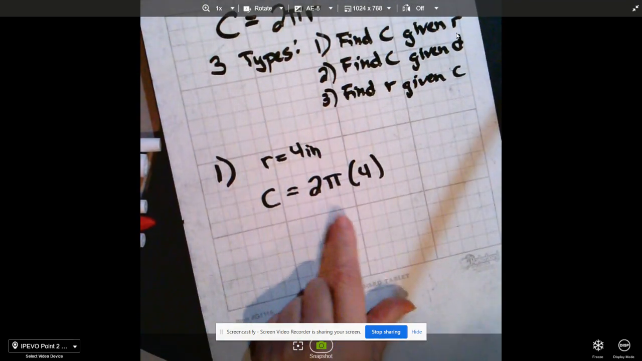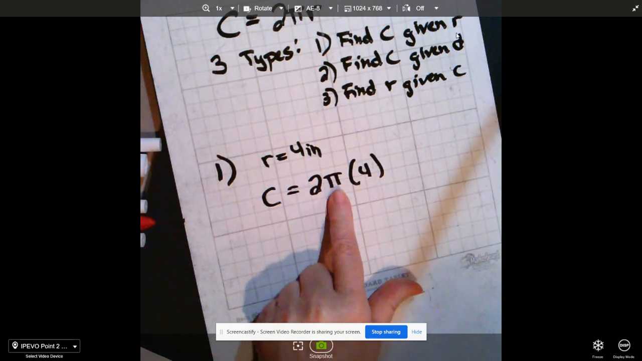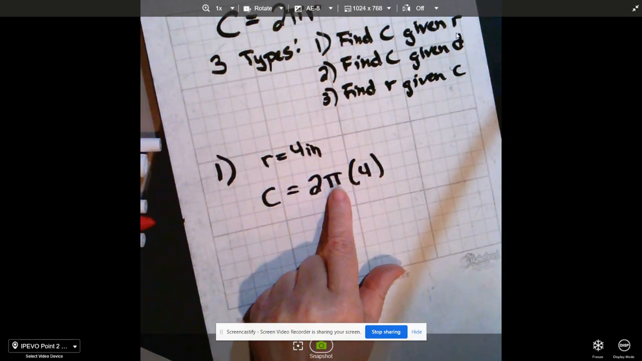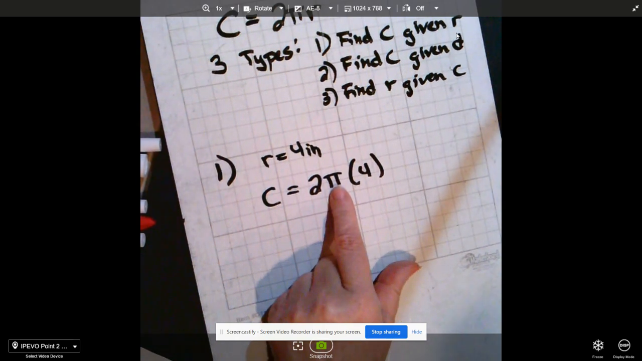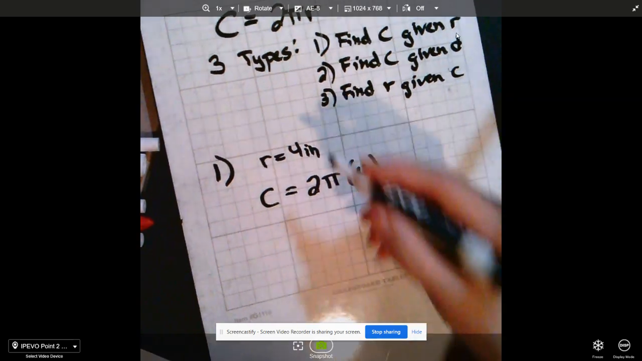In the instructions, it says leave your answer in terms of pi. That just means that pi kind of goes along for the ride. You don't change pi to a number. You don't change it to 3.14. You just leave it as pi.